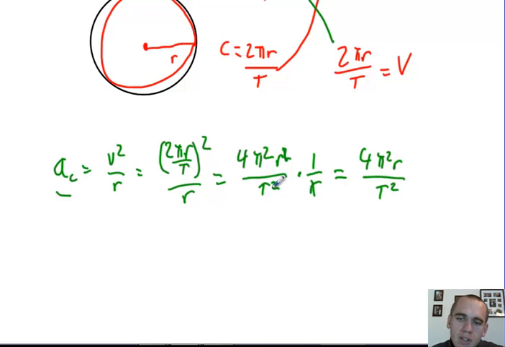And so my centripetal acceleration can be simplified by this. a_c equals 4 pi squared r over T squared. So that's handy if we're given the period and the radius of something. We don't actually have to stop and calculate the velocity. We can just go ahead and throw it into this formula.